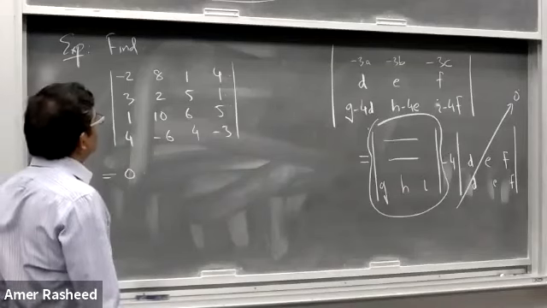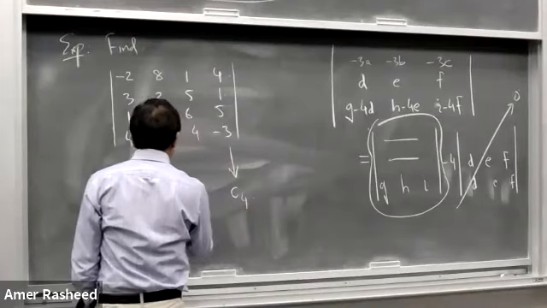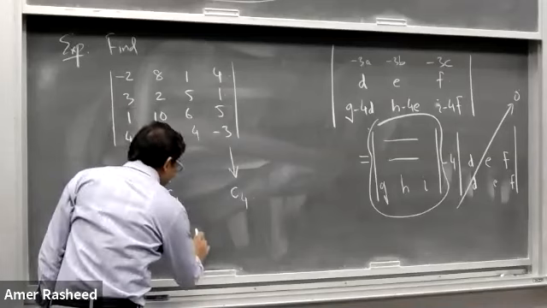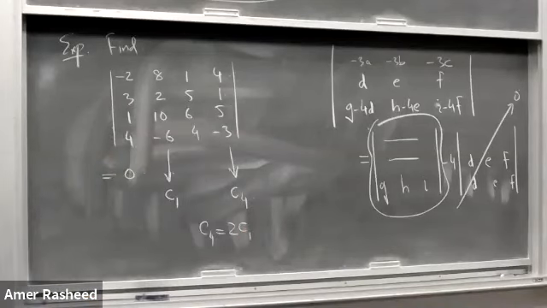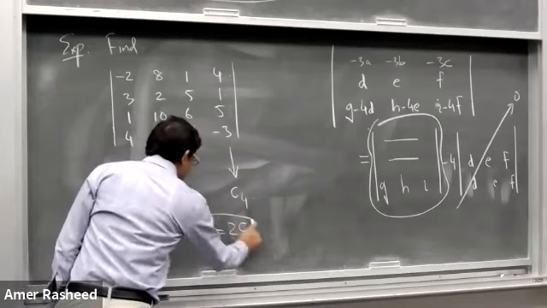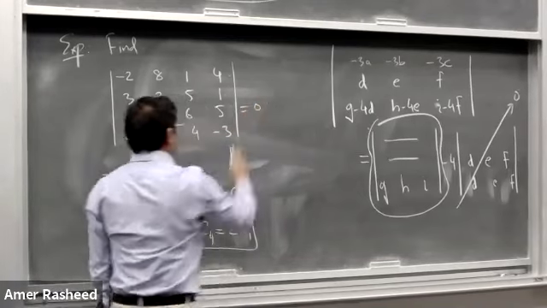Sir, because the second column and third column are multiples of each other. Sorry, fourth column. 4, 1, 5, minus 3. Okay, this is a column, this is a column, C4, and this is C1. We can see that C4 is 2 times C1. Okay. C4 is 2 times C1, so its value is 0.